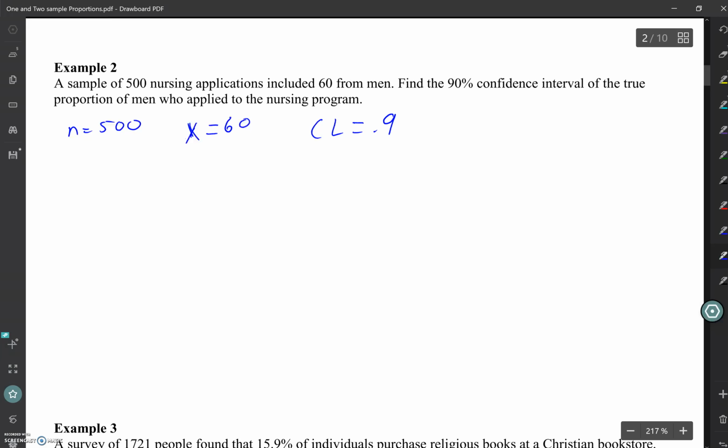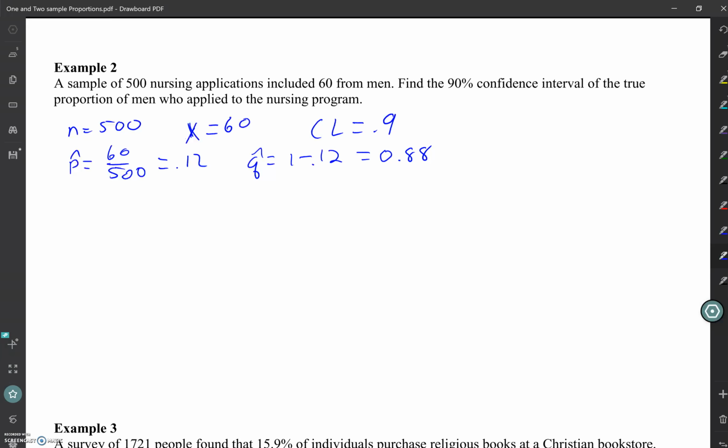All right, so I'm going to need my p hat, which is going to be what? 60 divided by 500. 0.12. All right. Then I need q hat, which is 1 minus the 0.12, which gives me 0.88.